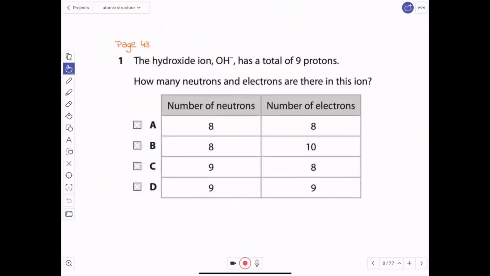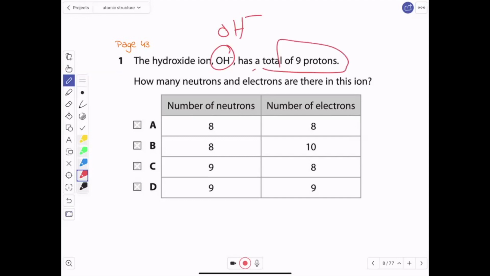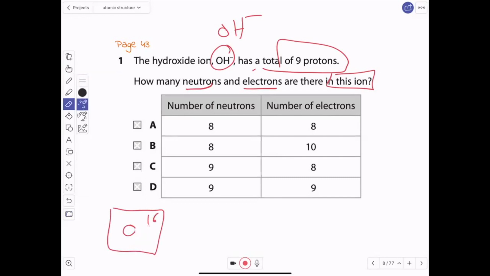All right, let's try this question. The hydroxide ion has a total of 9 protons. So OH negative has a total of 9 protons. How many neutrons and electrons does this ion contain? Can you figure out how many neutrons and electrons OH negative has? So O in the periodic table is like this: 8, 16. Hydrogen in the periodic table is 1, 1. So which one of these is the right answer?